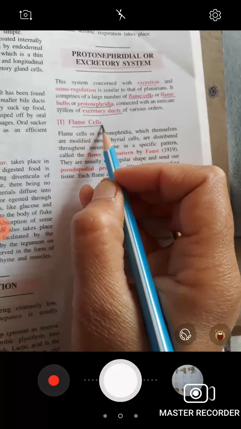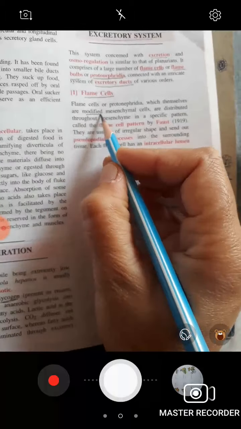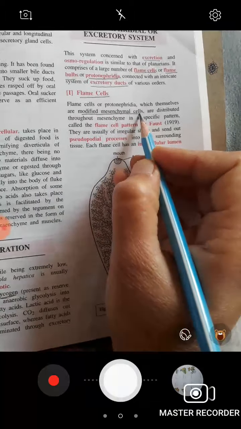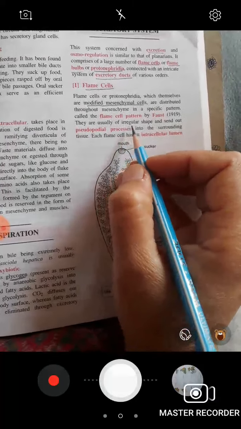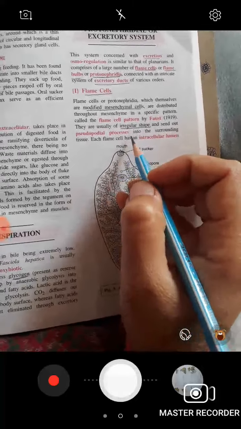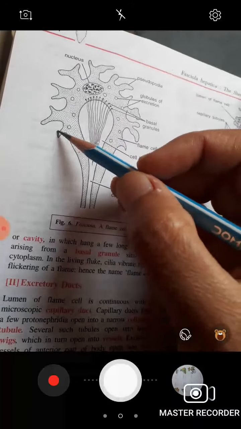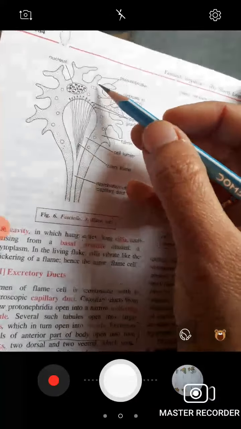First are the flame cells or protonephridia. So what are these cells? These are modified mesenchymal cells, and they are usually of irregular shape, which send out pseudopodial processes into the surrounding tissue. Like here you can see in this diagram, these are the irregular pseudopodial processes present on this flame cell. This is the diagram of the flame cell.